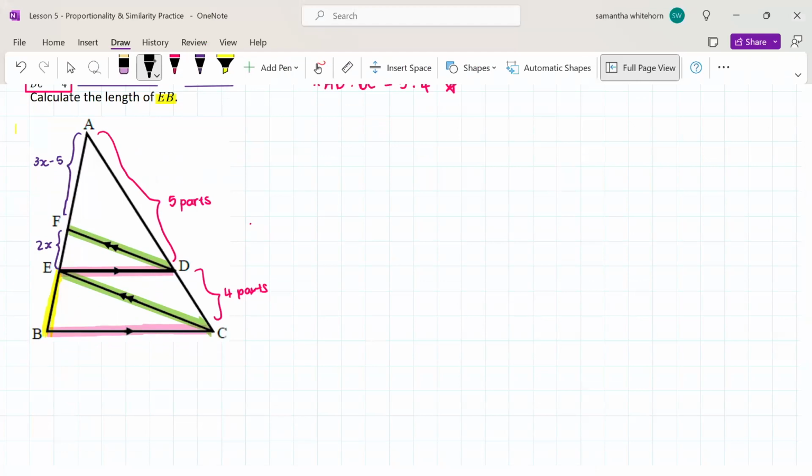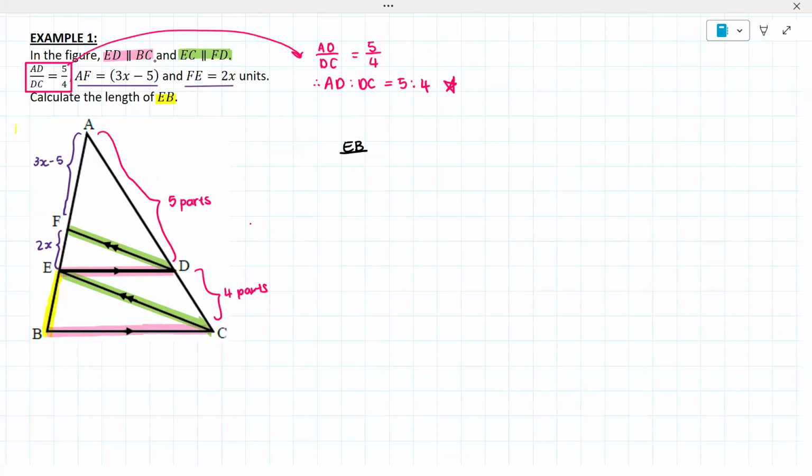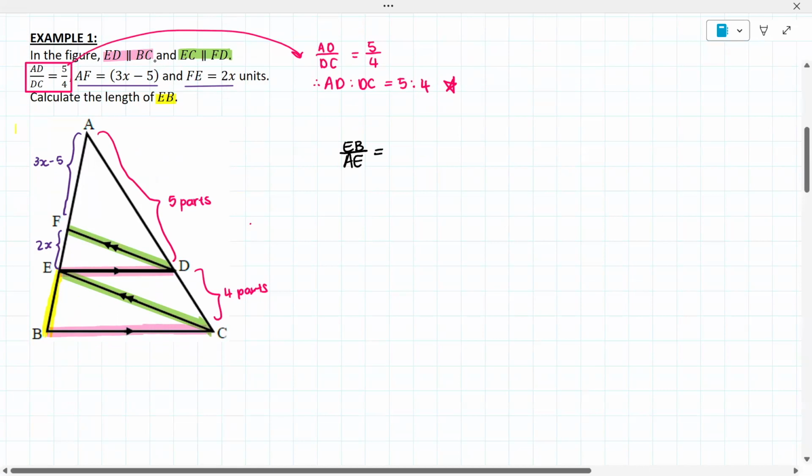So remember I said to you before, always start in your numerator with what it is you're looking for. So we're looking for EB. We then want to set a ratio up in terms of what we have. So we've got EB. And if we look at the top segment of our triangle ABC, we have that in relation to AE. So EB over AE would be equal to, now match it up. EB, I've just said, matches up with DC.